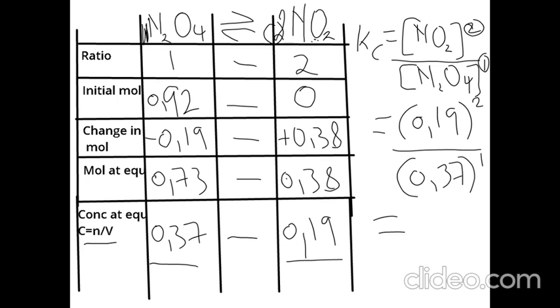and you can punch this on your calculator. This will give us, quickly let me do it for you, 0.19 squared over 0.37, which will be equal to 0.098. Okay, that will be our Kc value.